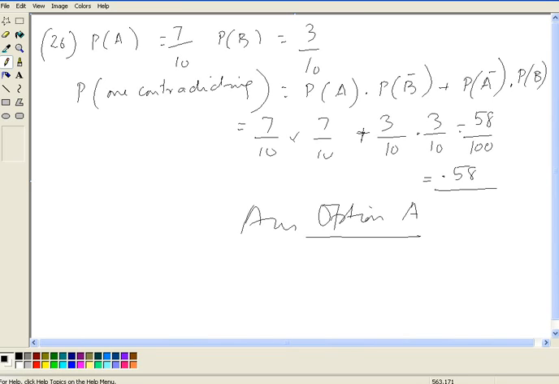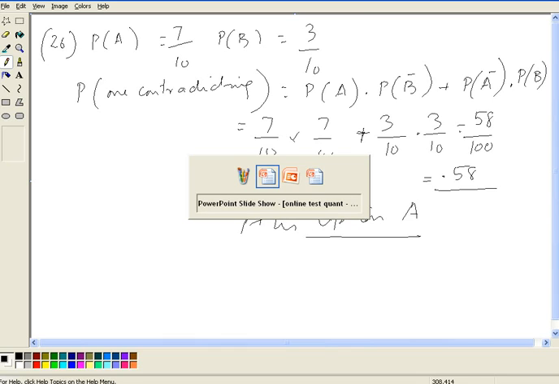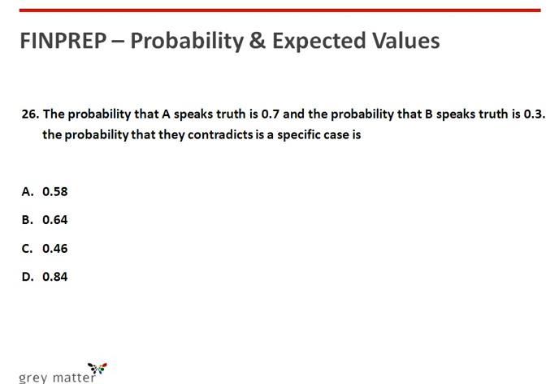So probability of A into probability of B bar, that is, B speaks lies, plus the other option, when A speaks lies, that is probability of A bar, into B speaks truth, probability of B. Which is 7 by 10 into 7 by 10 plus 3 by 10 into 3 by 10. So it is 58 by 100, which is 0.58. Going to our PowerPoint presentation, it is option A, which is 0.58.